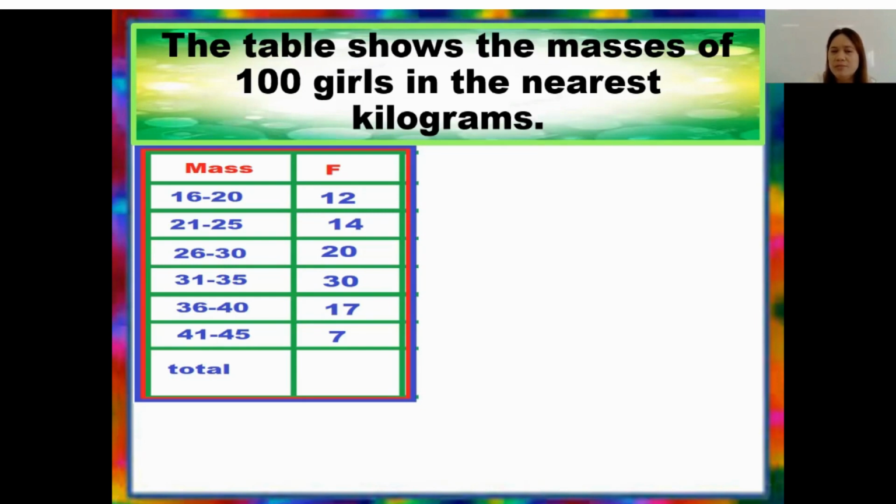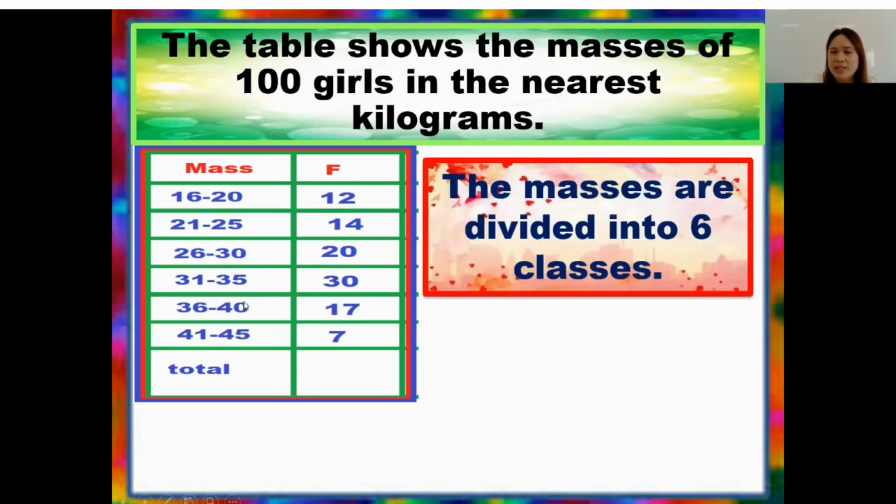Okay, so the masses are divided into 6 classes. This is 1, 2, 3, 4, 5, 6. So there are 6 classes. This is the first class interval, followed by the second class interval, then the third, fourth, fifth, and sixth.